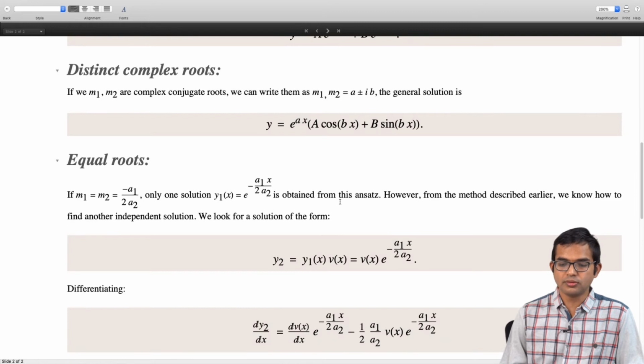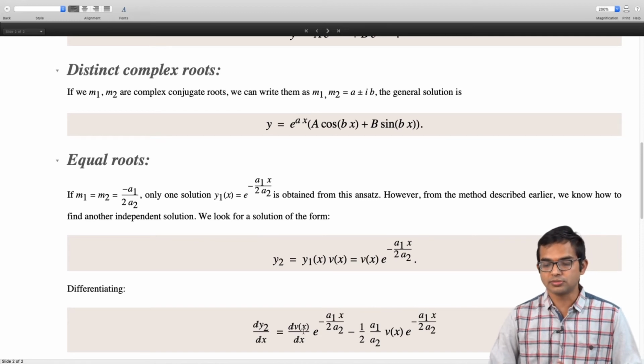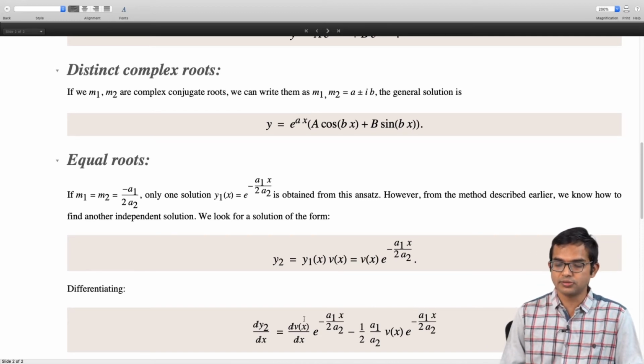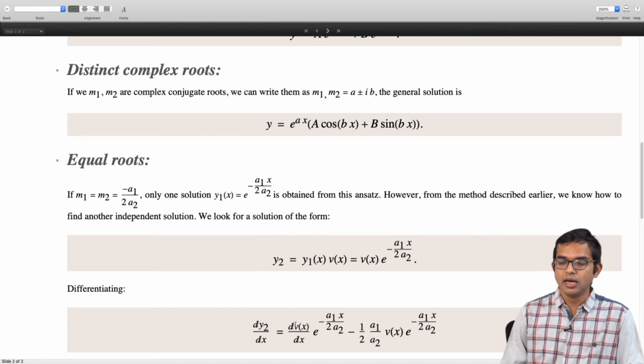first we have to find dy2 by dx, which is going to be dv by dx times e to the minus a1x divided by 2a2, minus a half times a1 by a2 times v of x times e to the minus a1 x divided by 2a2. You have to carefully collect all these terms; there are a couple of terms, all these factors and signs, you have to be careful.